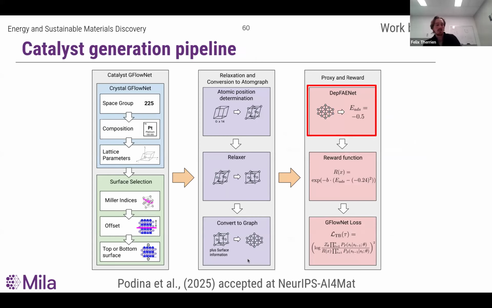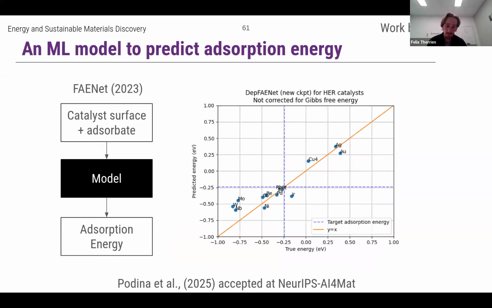Then we convert this relaxed structure into a graph and make a prediction of adsorption energy, which we can then transform into the overpotential prediction that we're currently using, but we know that we need to move to also including more stability. And with that, that's our reward function. That's what we optimize. So then we should get crystals that are better catalysts with a higher probability. For the predicting model, to predict the adsorption energy, we just use a machine learning model called FENet. This is showing its performance.